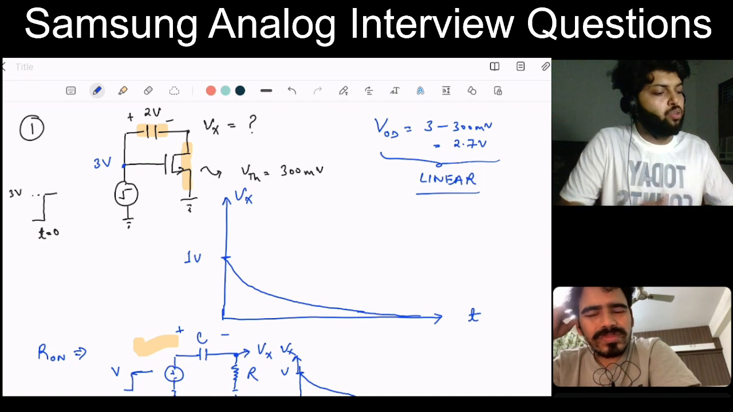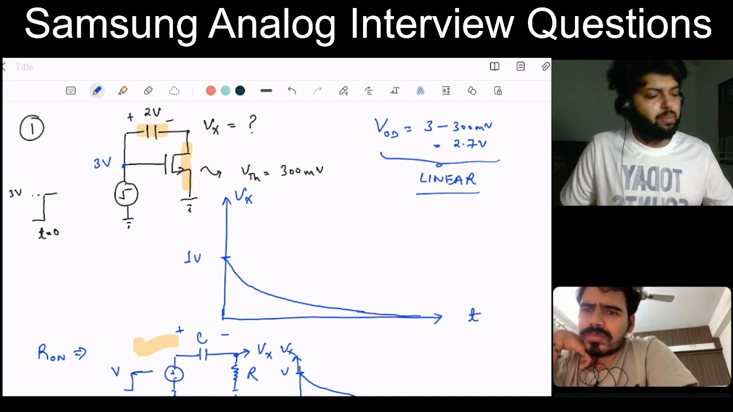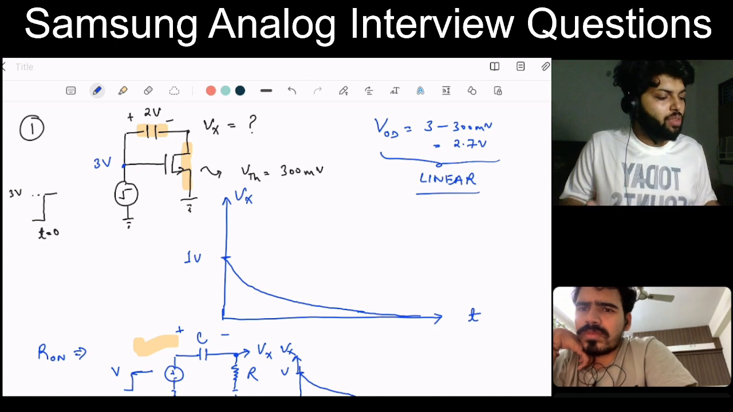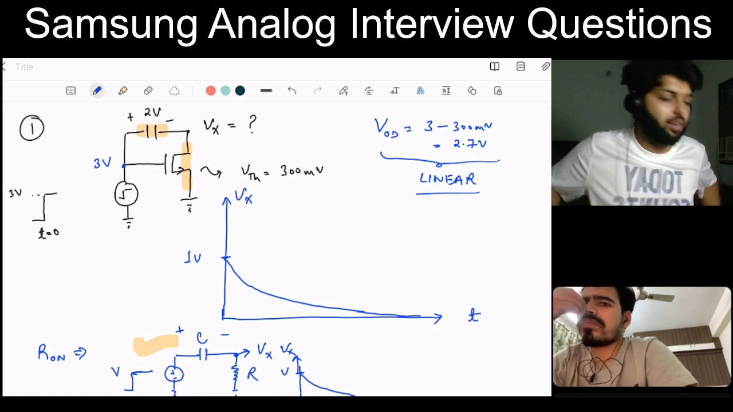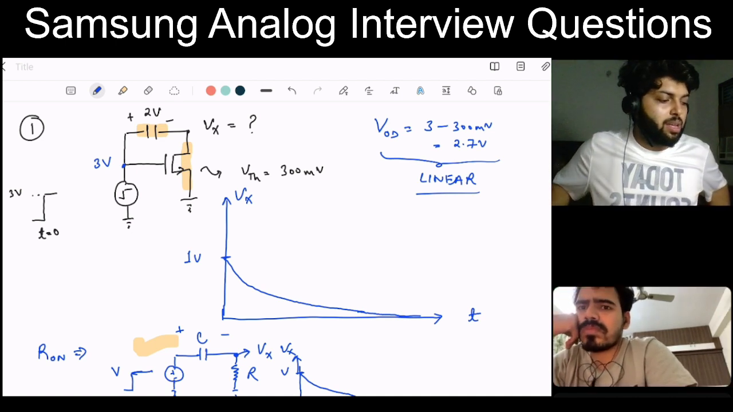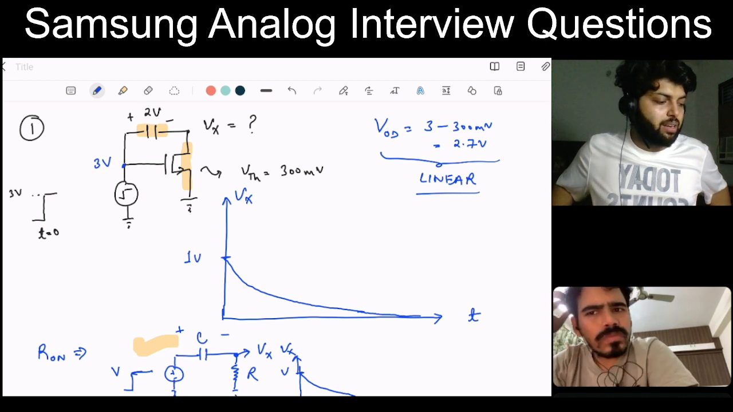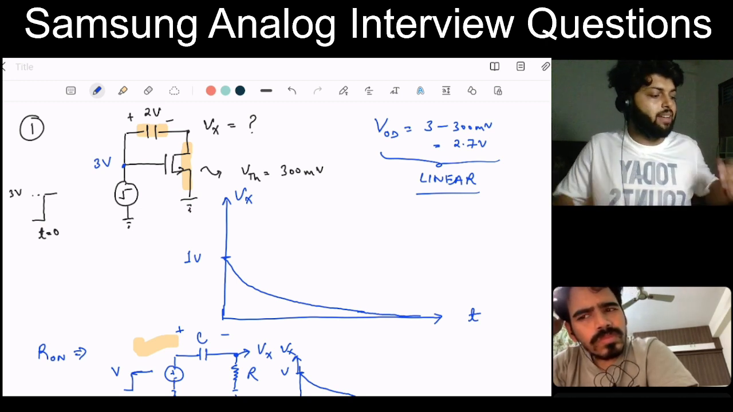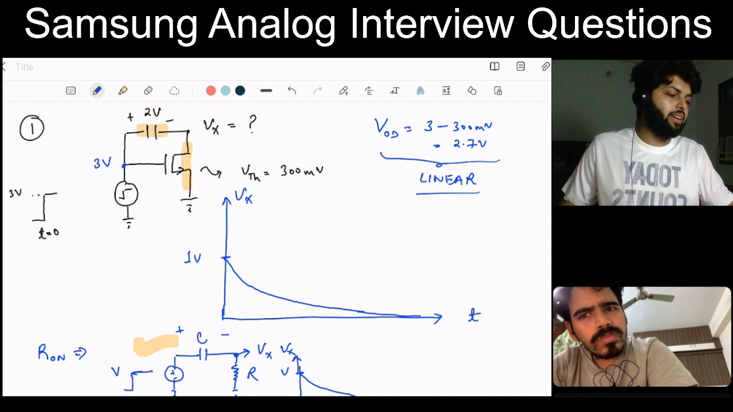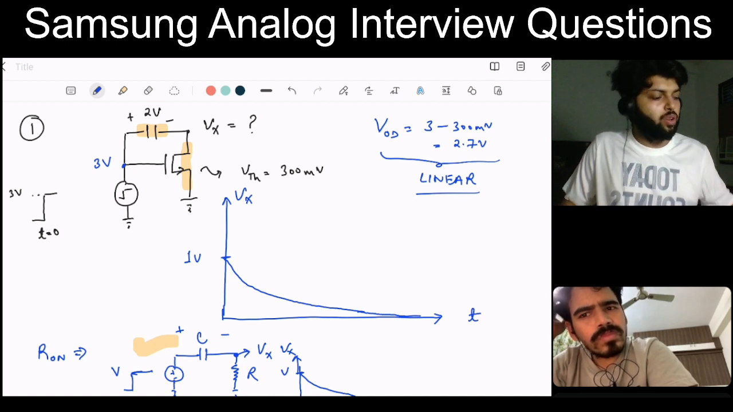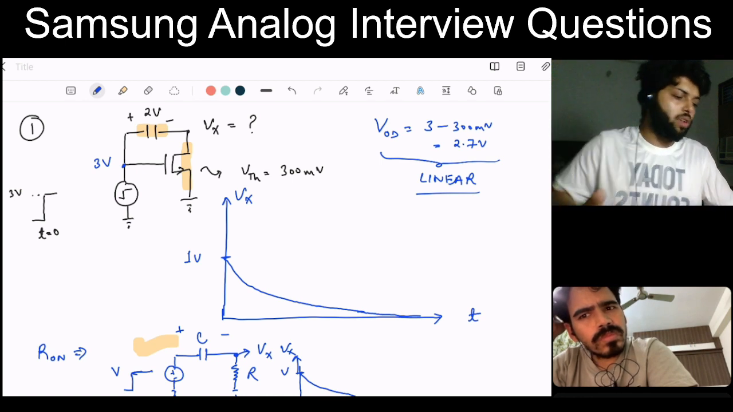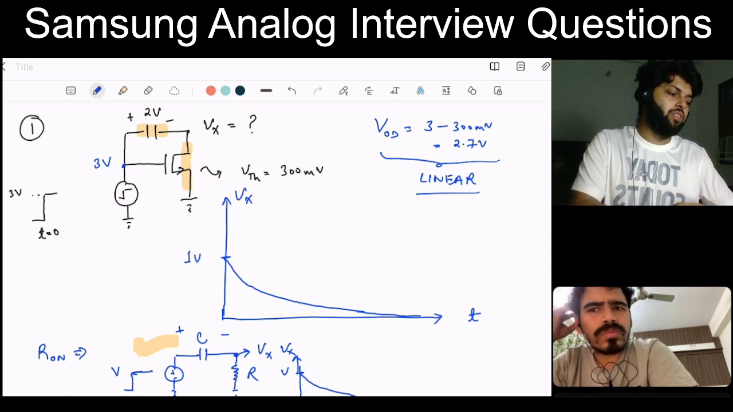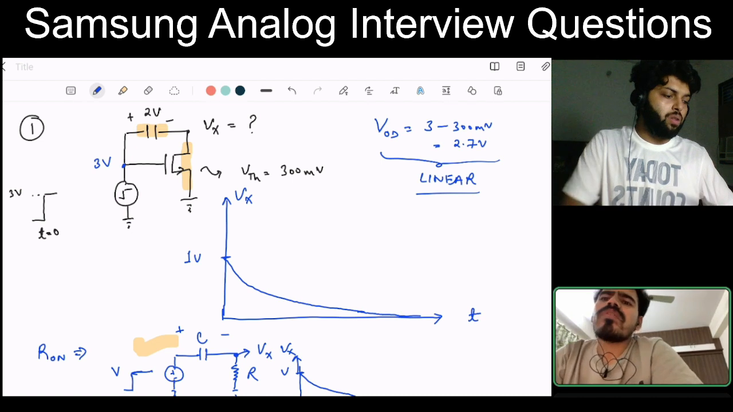For it to be exactly zero at some particular time, that means this NMOS should act like a short circuit, right? But this is not happening. This is acting as an R on, which is varying with time, because the NMOS is always going to be turned on because we have VGS minus VTH greater than zero.